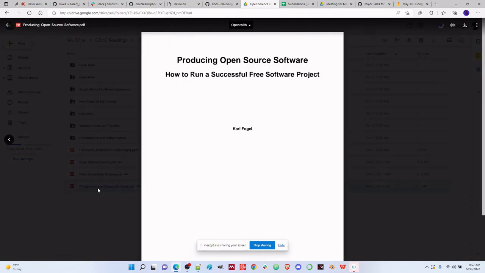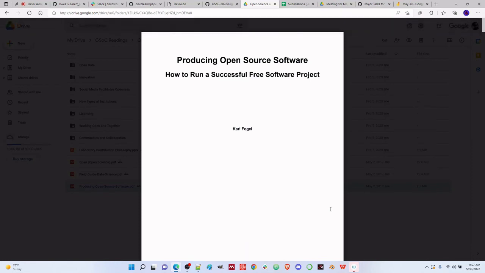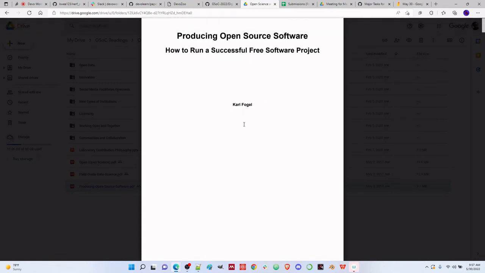This book is of particular interest when you're thinking long-term about your projects and what you're producing. This book is Producing Open Source Software, How to Run a Successful Free Software Project, by Karl Fogel, who's a developer. There have been a lot of open source projects. A lot of these projects fail, but some of them are very successful. If you think about Linux, or Firefox, or other types of free and open software, they have to have successful structures to run their contributions.